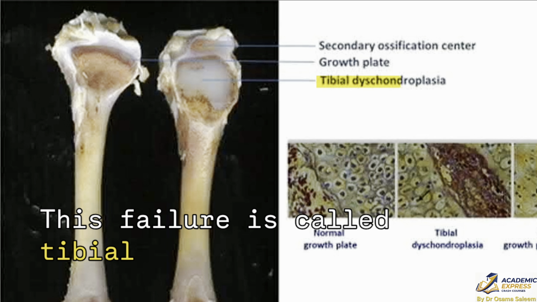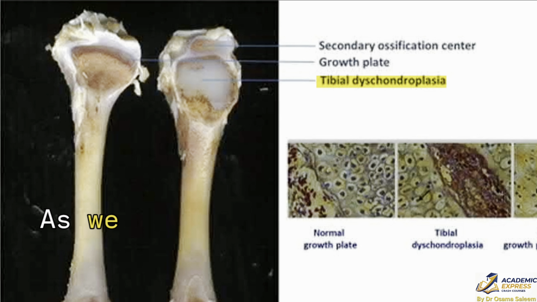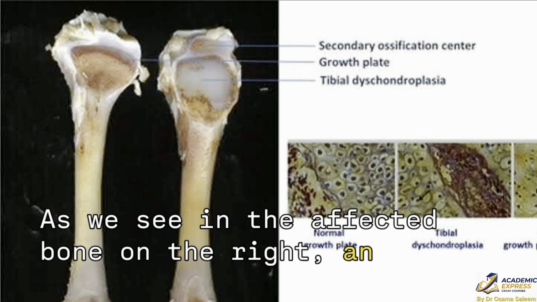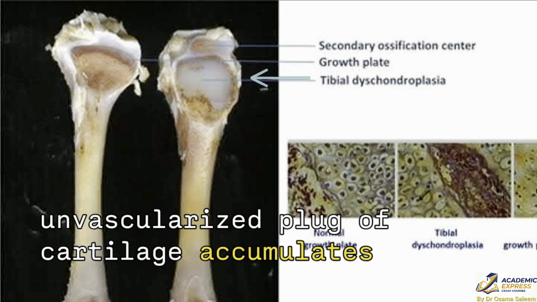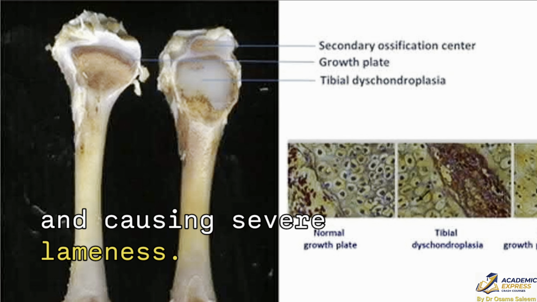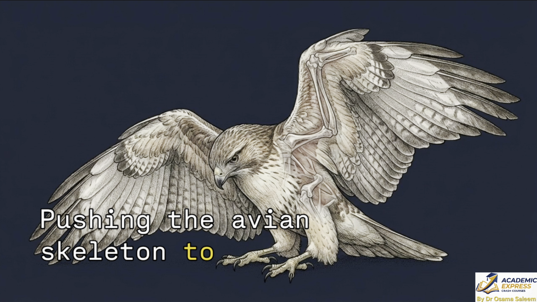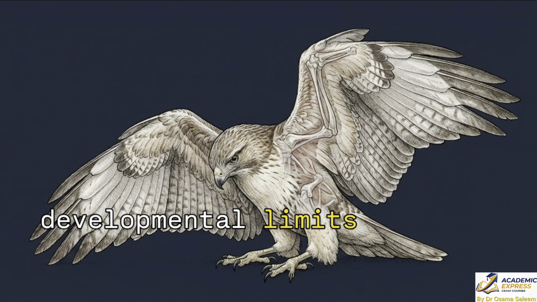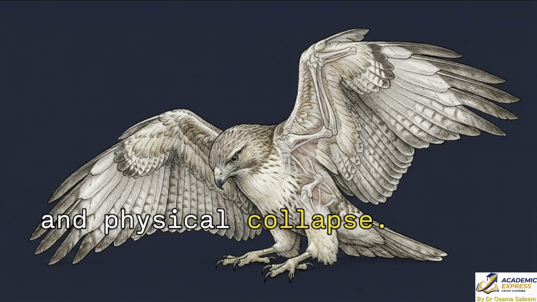This failure is called tibial dyschondroplasia. As we see in the affected bone on the right, an unvascularized plug of cartilage accumulates in the growth plate, preventing proper ossification and causing severe lameness. Pushing the avian skeleton to its metabolic and developmental limits triggers structural failure and physical collapse.